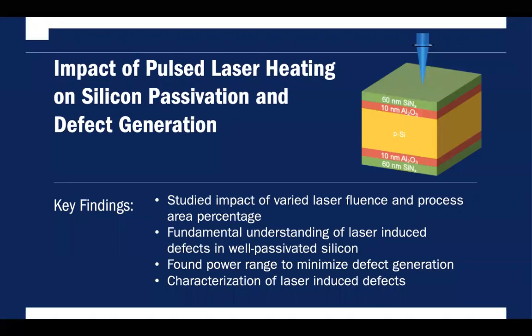Now I'll change gears a little bit and talk about the impact of pulse laser heating on silicon passivation and defect generation. So the key findings of this work were that I studied the impact of varied laser fluence and process area percentage on the generation of defects and also the impact on passivation. I tried to provide a fundamental understanding of the laser-induced defects in well-passivated silicon, and then identified the power range to minimize defect generation, but still ensure film modification. And then lastly, I characterized these laser-induced defects.